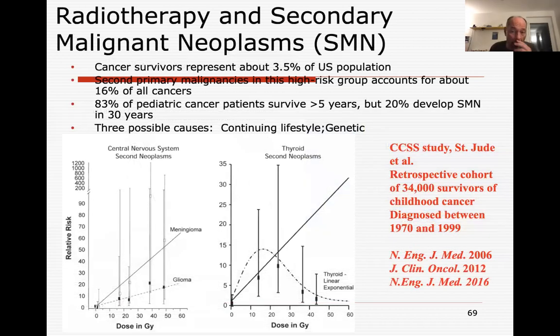The best cohort here is the so-called CCSS, which is a cancer survivor cohort studied at St. Jude. And you see here examples of the relative risk for central nervous system second cancers and thyroid second cancers.